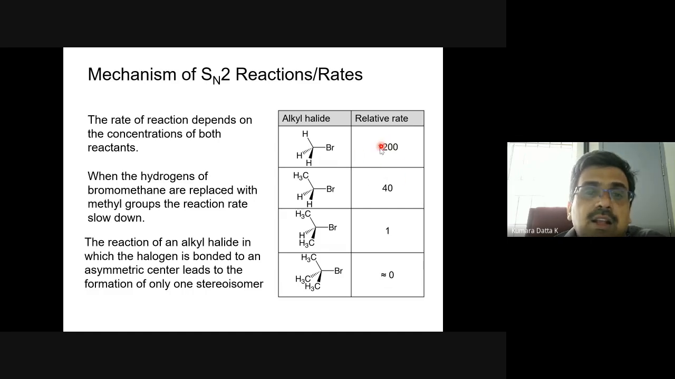Now the SN2 reaction rate depends on both the concentration of the nucleophile and the reactants, meaning the substrates. For example, if you replace hydrogens of bromomethane with a methyl group, the reaction slows down. As you replace more hydrogens with methyl, putting in three methyl groups, the reaction rate drops down.